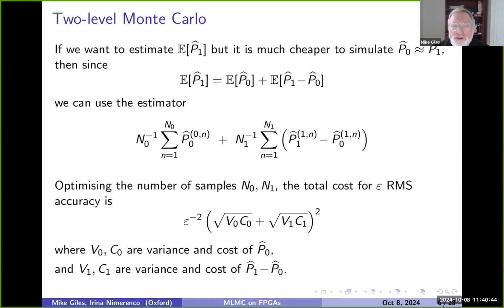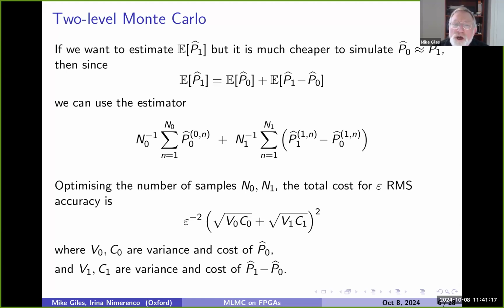And now, rather than using Monte Carlo to estimate the quantity on the left, we use Monte Carlo to estimate each of the quantities on the right-hand side, and to estimate them separately, independently. So we have n0 samples being used to estimate the expected value of P0, and we have n1 samples being used, with completely independent random numbers, to estimate the difference, P1 minus P0.